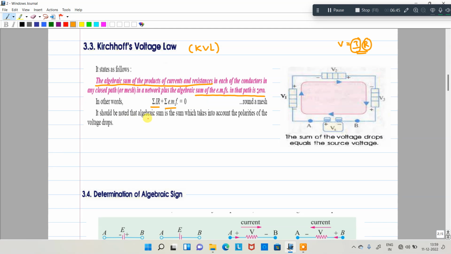It should be noted that the algebraic sum takes into account the polarities of the voltage drops. It is very, very important.